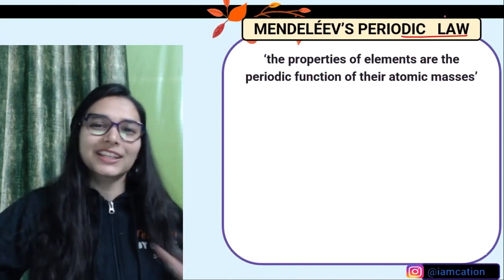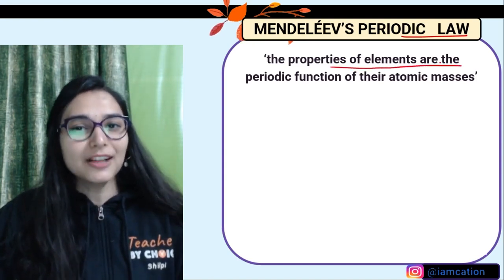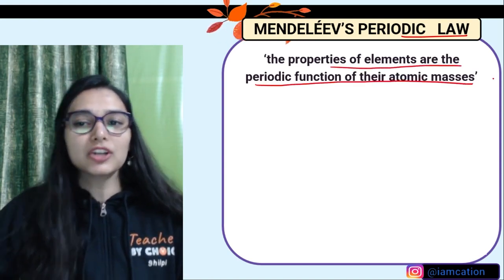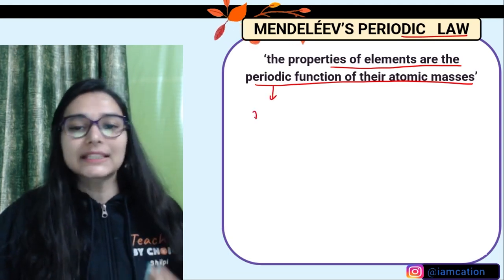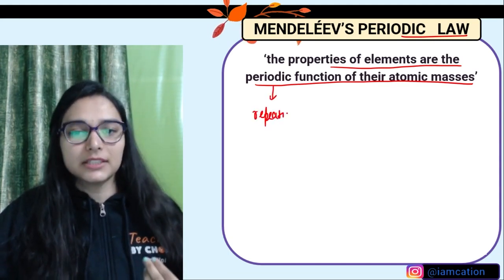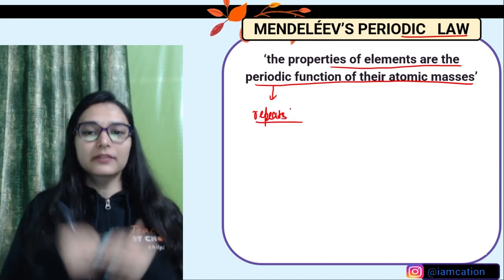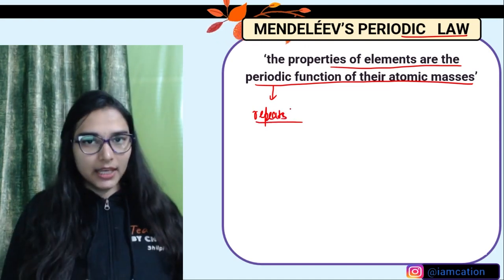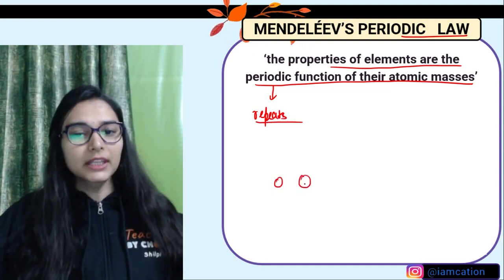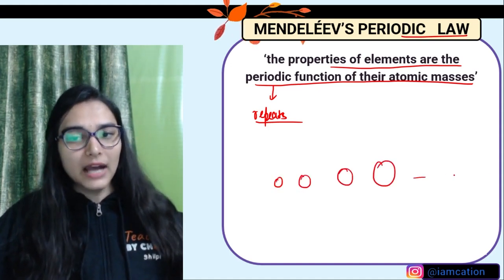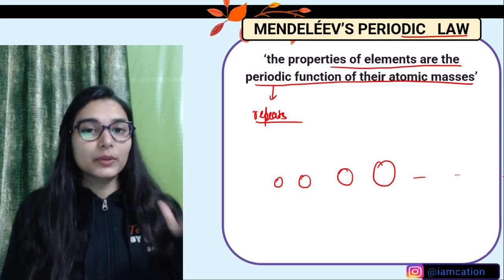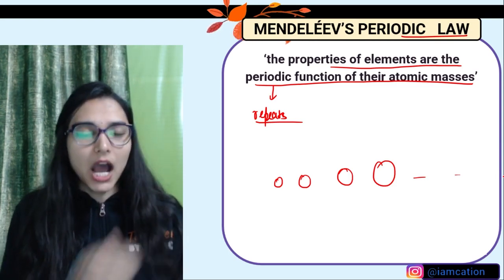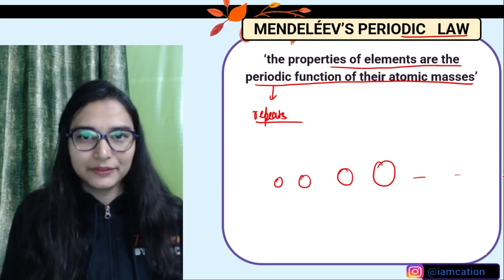Mendeleev was like, I'm gonna give my law. The properties of elements are a periodic function of their atomic masses. Periodic function क्या होता है? A function that repeats itself, that is repetitive. Okay, it's gonna repeat itself. So he said that you take the elements, arrange them in increasing order of atomic masses, and then you see that elements with similar properties are gonna repeat themselves.